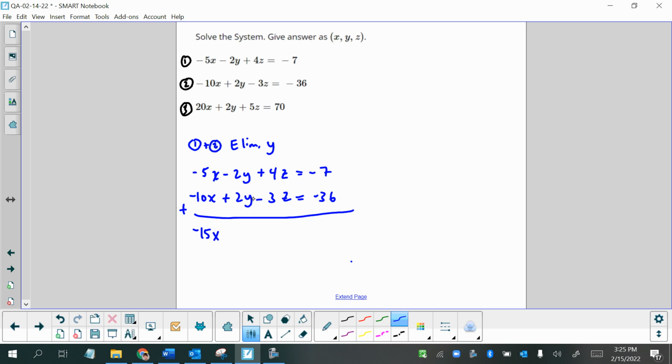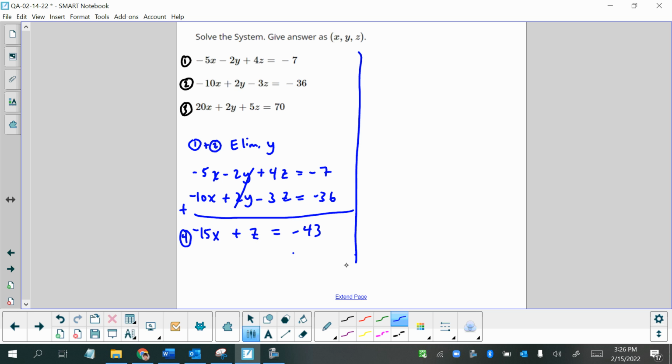Negative 2y plus positive 2y is going to give me 0y, right? But we don't need to write that out. It's just 0 times y, which is 0 anyway, and we don't need to write zeros. So now the y term has been completely eliminated. Then when I add the positive 4z and the negative 3z, I get 1z left over. And then negative 7 and negative 36 will give me negative 43. Okay, so now I've made a fourth equation. In that fourth equation, I have only x and only z.